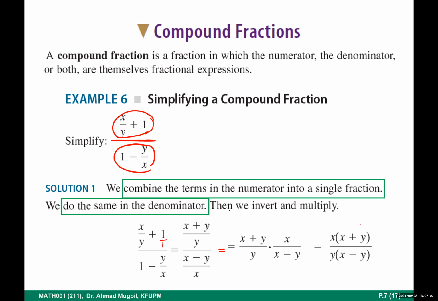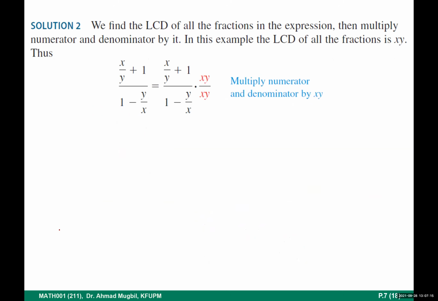You can see here that this is solution number one. Is there another way to solve this? Yes. The other way is about what? What is the LCD here? Y. And here? So what is the LCD of all the fractions? XY. Multiply the numerator by XY and the denominator by XY. You are multiplying by one here to keep the value the same.